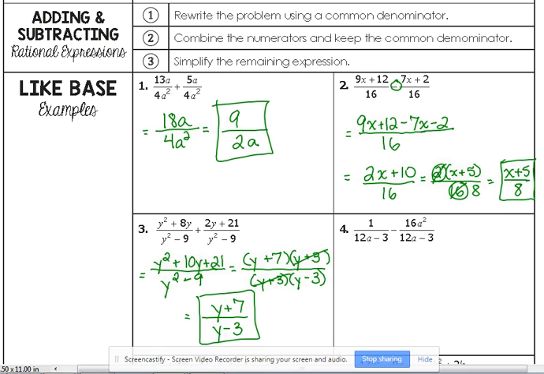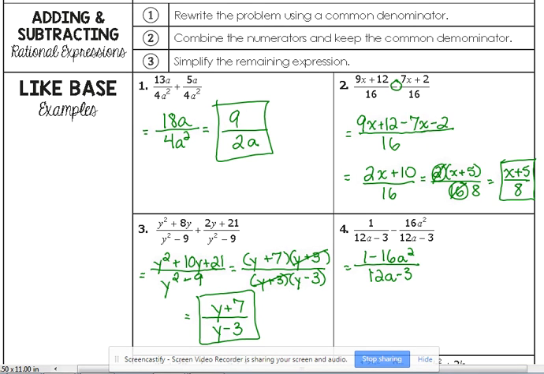Okay? Questions so far? Looking pretty easy, right? Not too bad. It's the simplifying part that we just got to watch out for. All right. So number 4, they have the same denominator. So go ahead and write it down. 2a minus 3. This is also a subtraction problem. So 1 minus 16a squared. We didn't have any like terms to combine, and I only had one term in the second one, so we're good there.